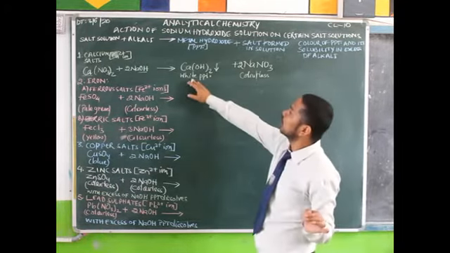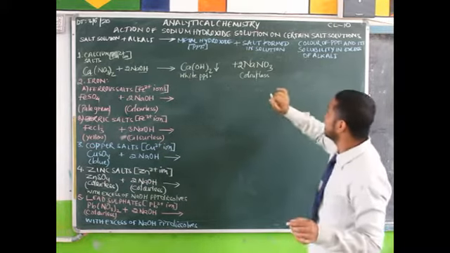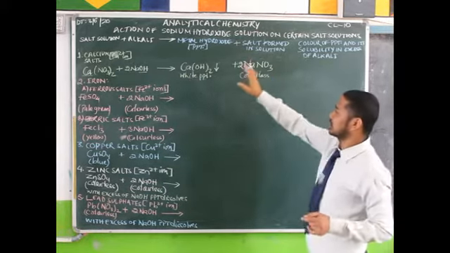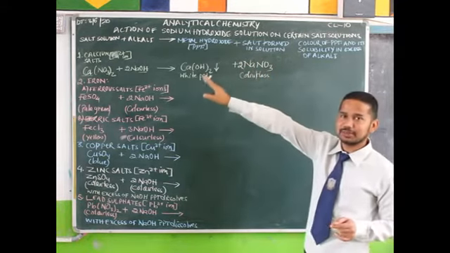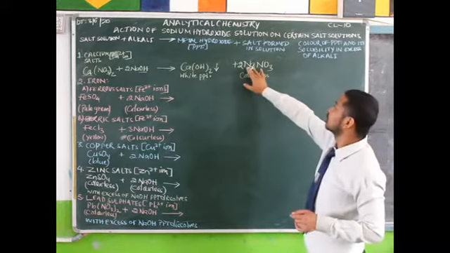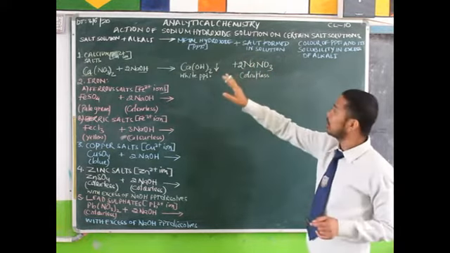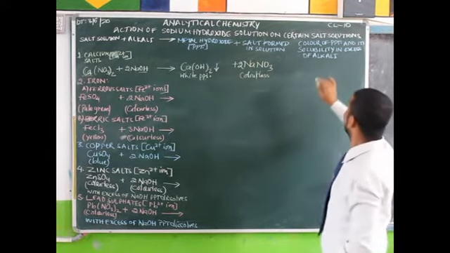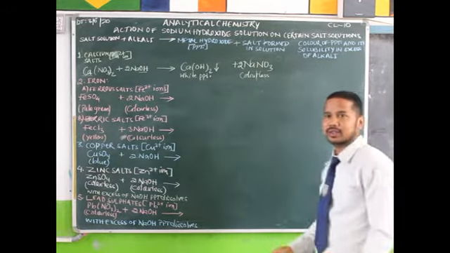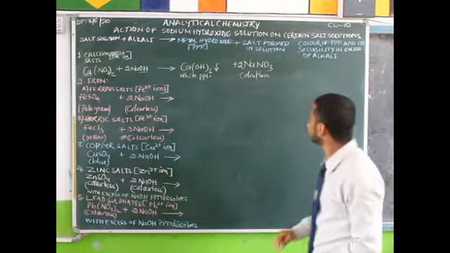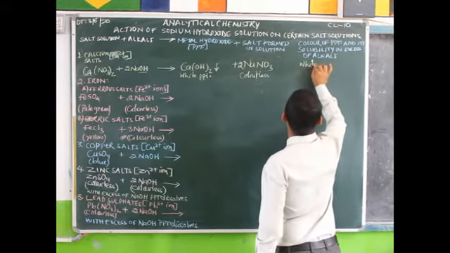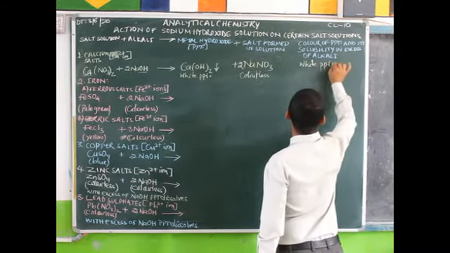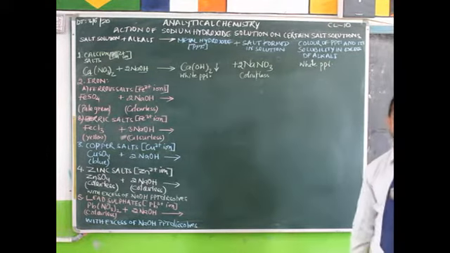By seeing white precipitate. And then another salt, if it is nitrate, then we'll get sodium nitrate. If this is calcium sulfate, we'll get sodium sulfate. So, like this. Then, what is the color of PPT? Color of PPT is white. White PPT.